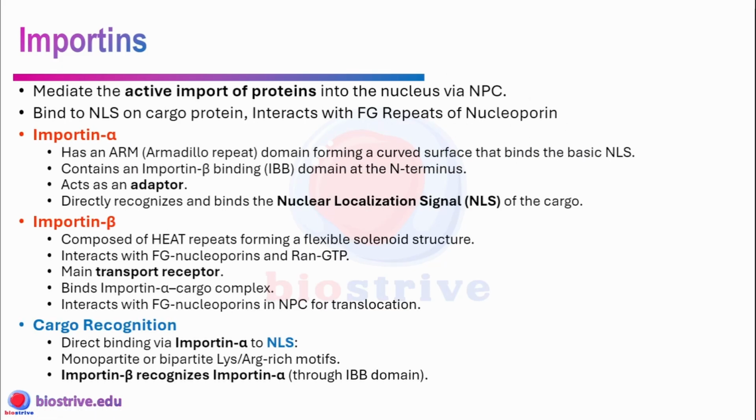What we can take away from this slide is that importin alpha recognizes the nuclear localization signal, and importin beta is the one which interacts with the FG motifs of the nucleoporins. And importin beta recognizes importin alpha through a specific IBB domain.